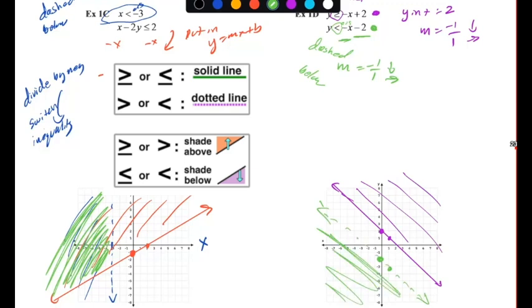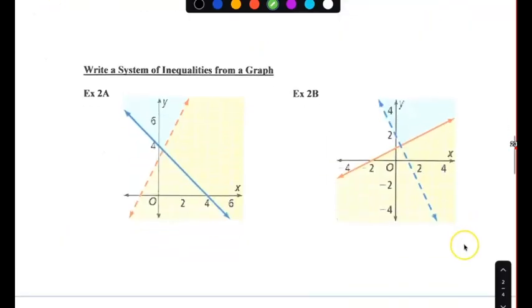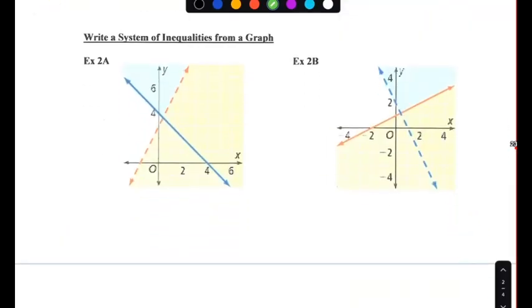Now, if you notice here, in this case, there's no overlap. This is no solution because there's no overlap. No solution. Next thing, what if I want you to go backwards? What if I want you to write an inequality for this? It's like when we did it for the one equation, but now we're just going to do two, I'm going to be honest about it.